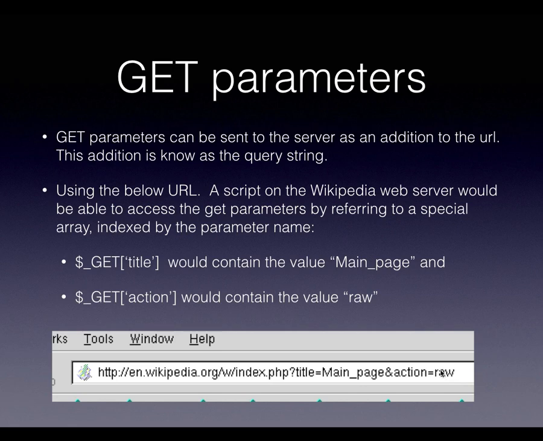So if we were to send this request with that query string along to the PHP file running on the Wikipedia website, then that PHP file would be able to access this information using a special array that's built into PHP called $_GET in all capitals. We would be able to access the value of title by $_GET['title']. So the array item $_GET['title'] would contain, in this case, the value main page, and the array item $_GET['action'] would contain the value raw.